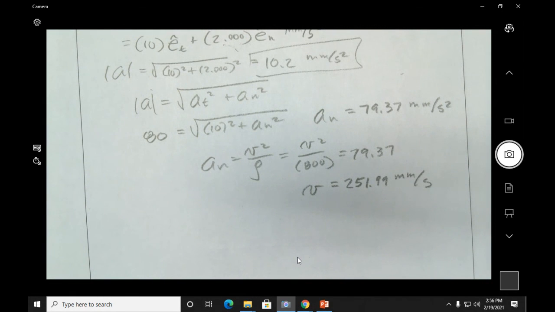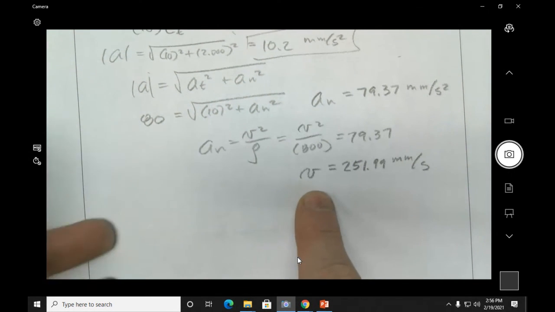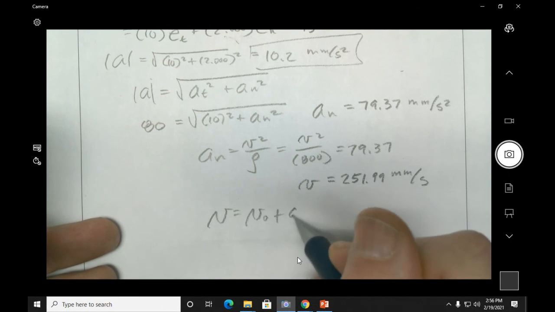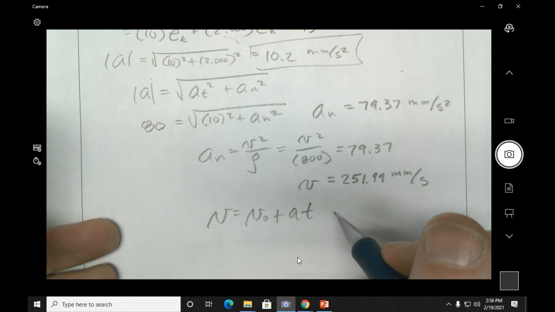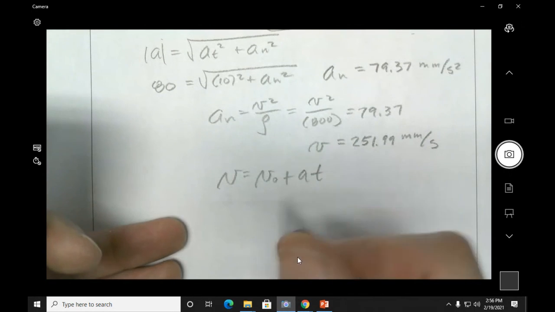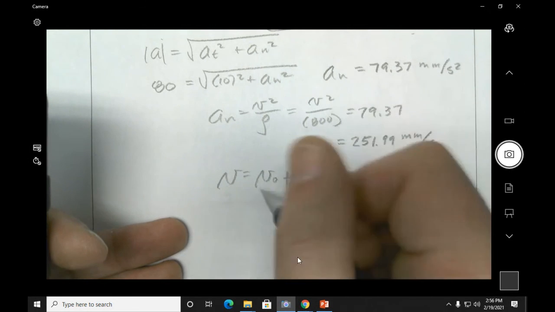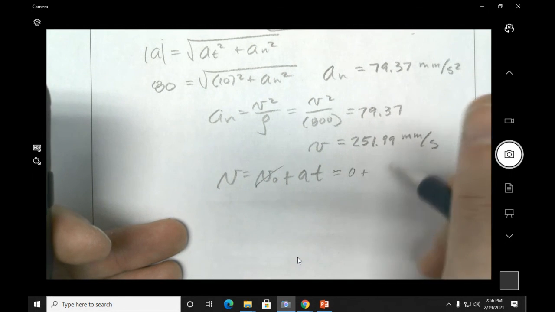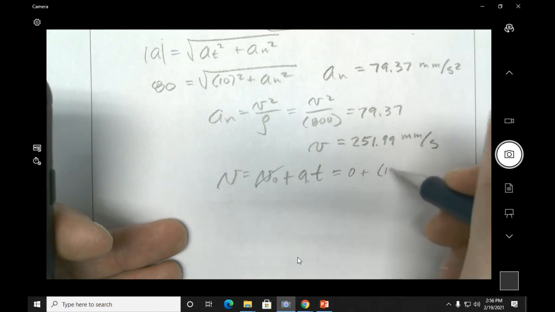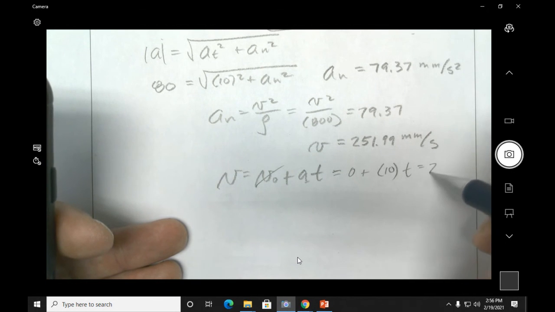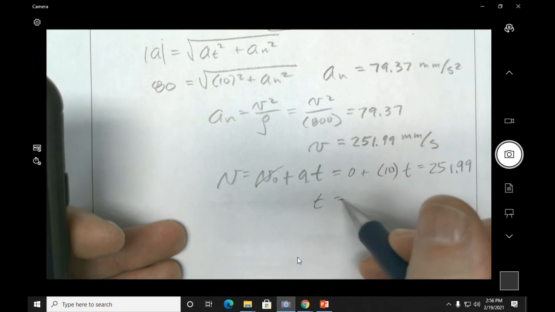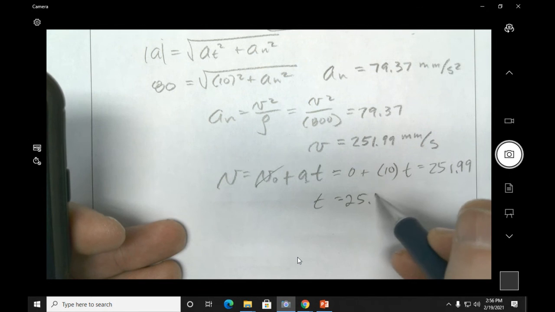Oh boy, she made this really confusing here. So now we need to know at what time that happens. Well, we just go back to our original velocity plus a t right in here. That's 0, and we know this right here is the 10. So that's the t, 251.99. So t is equal to 25.2 seconds.